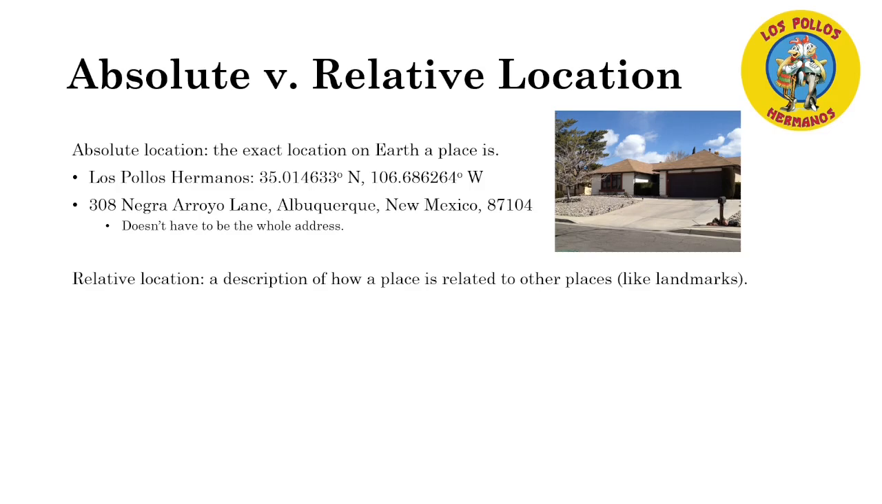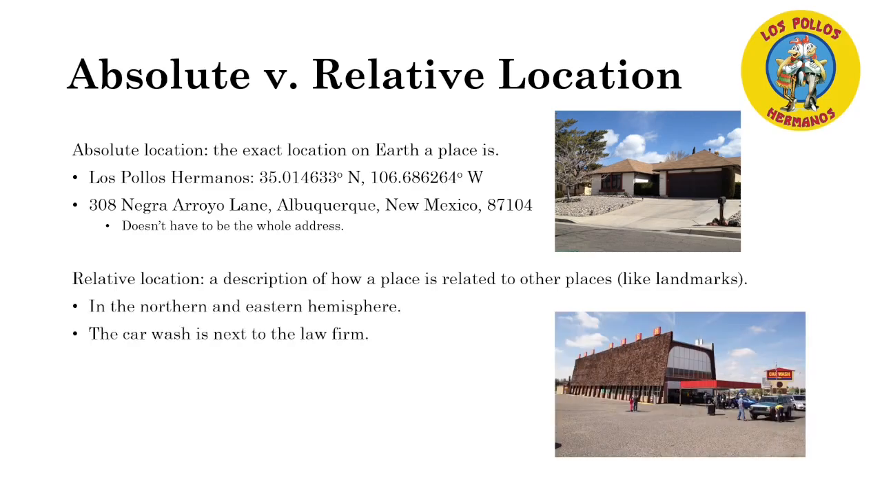Relative location, again, is just another description. If you haven't taken this away yet, the absolutes are the real ones. The relatives are the descriptions. They depend on who you are and where you are. A relative location is a description of a place in relation to another place. Like a landmark, you could say it's right by the red fire hydrant. You could say it's in the northern hemisphere. The car wash is next to the law firm. And you might have noticed that these are very similar to your relative directions and distances.